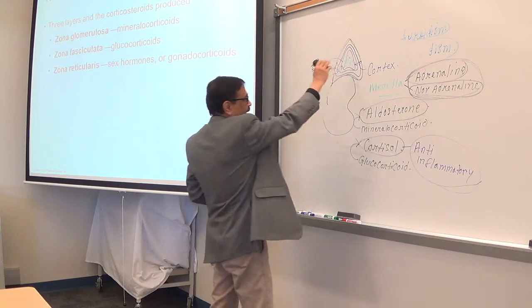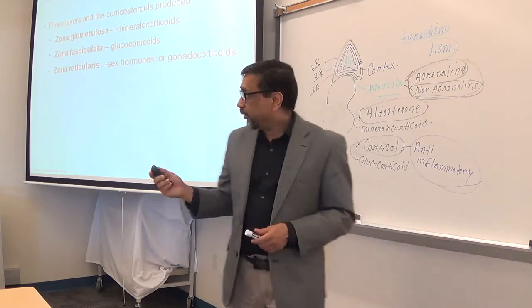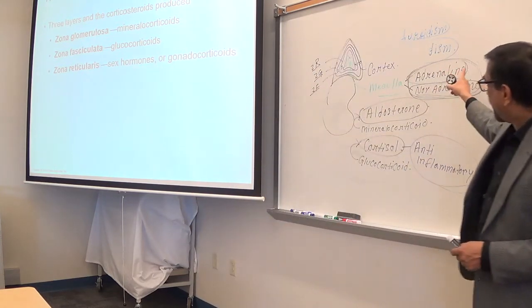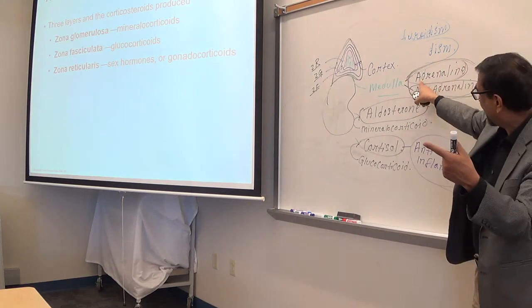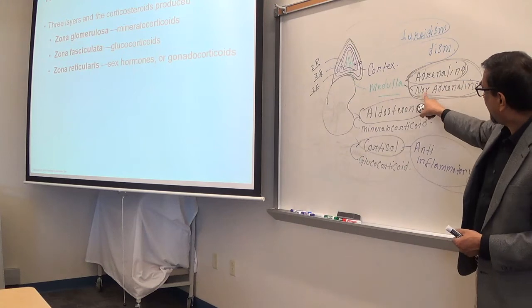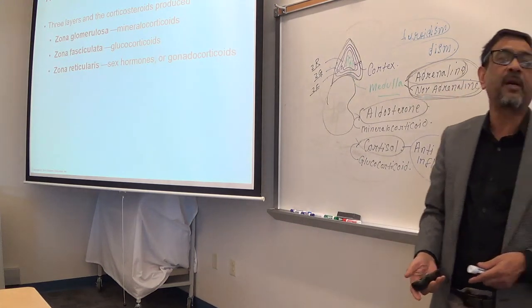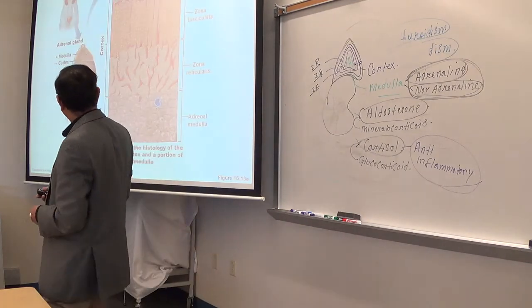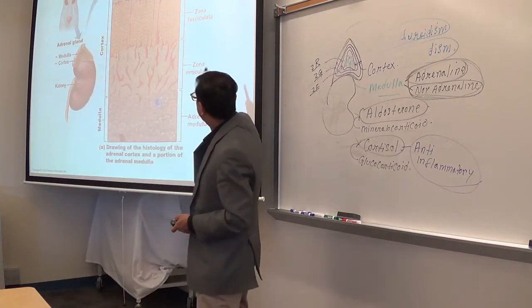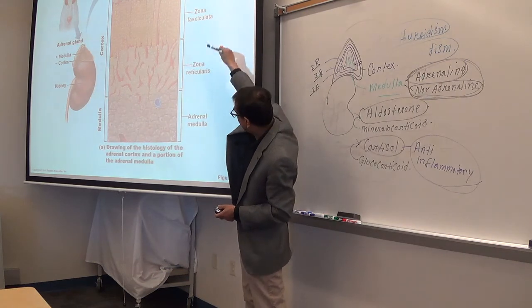So that is the adrenal gland. Adrenaline is also called epinephrine. If you hear the name epinephrine, it's the same thing, adrenaline. Noradrenaline is also called norepinephrine, which is more clinical. So here you see the cortex, three layers, and the medulla.